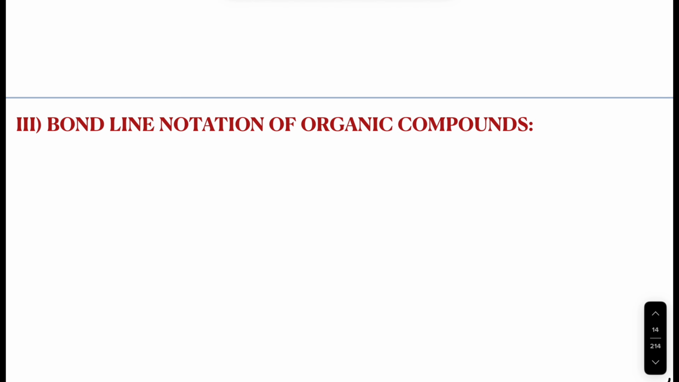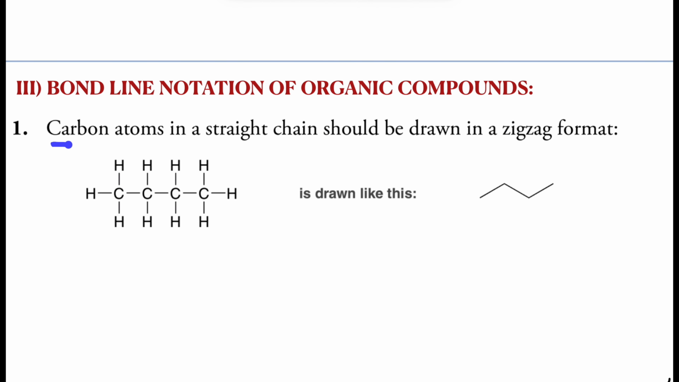And the next one is bond line notation. The carbon atoms in straight chain should be drawn in a zigzag format. You can see 1 2 3 4 carbon atoms, and here 1 2 3 4 carbon atoms. The pattern is a zigzag, so the carbon framework is indicated like this. So here we don't write the symbols of carbons, we don't write the symbols of hydrogens, we write only the symbols of heteroatoms, and hydrogens attached to heteroatoms.